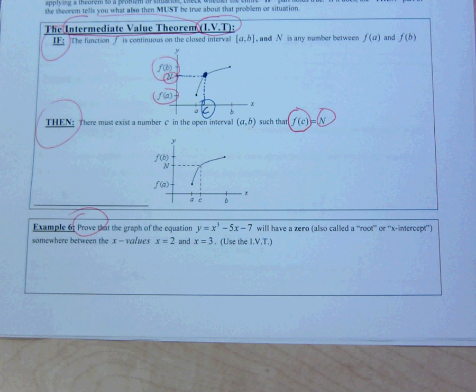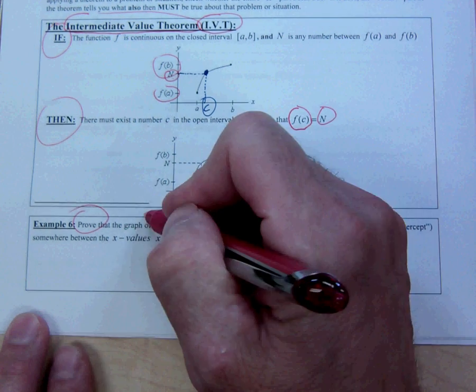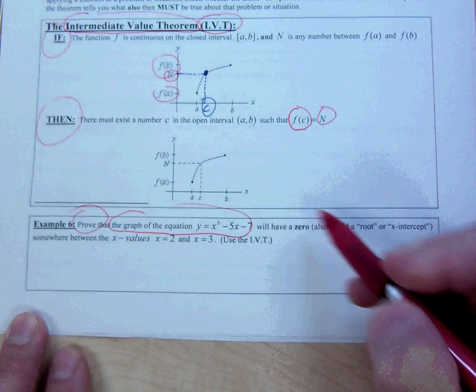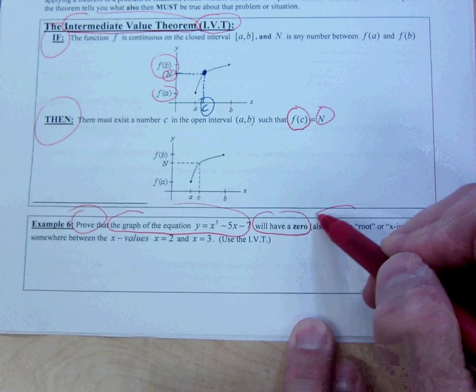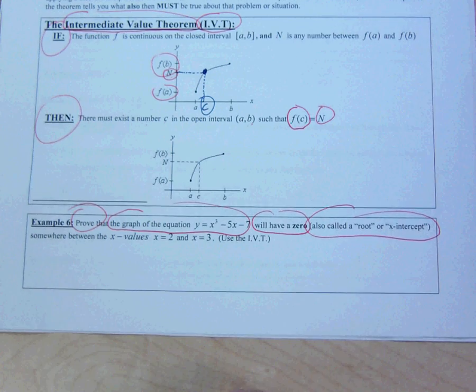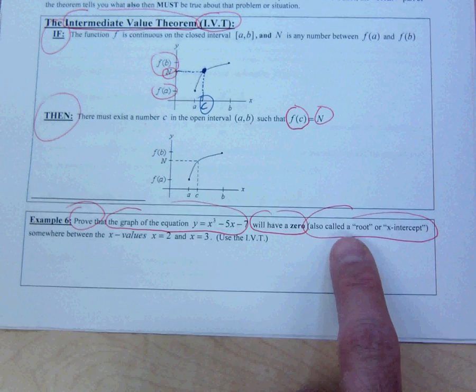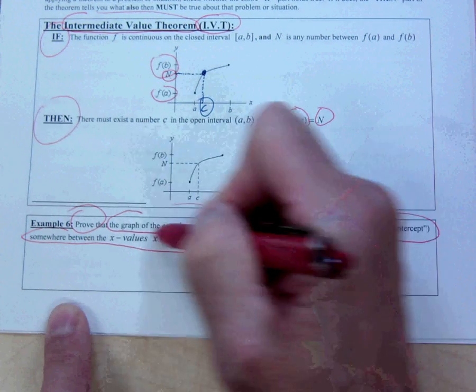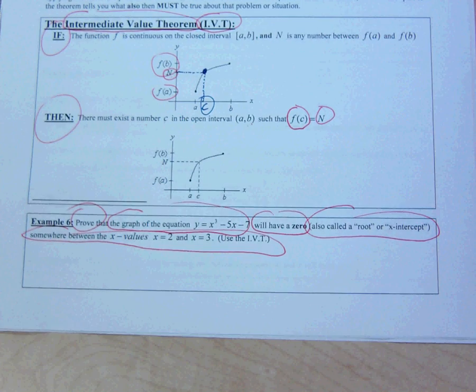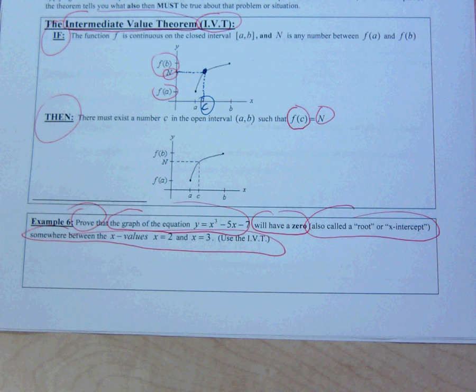Are you ready? Okay. It says, prove that the graph of this equation has a 0. And what's a 0? A 0 is just another word for what? A root or a what? X-intercept. So I want to prove that that function has an x-intercept somewhere between 2 and 3. And obviously, I want to use the intermediate value theorem to prove that. Are you ready? Okay.